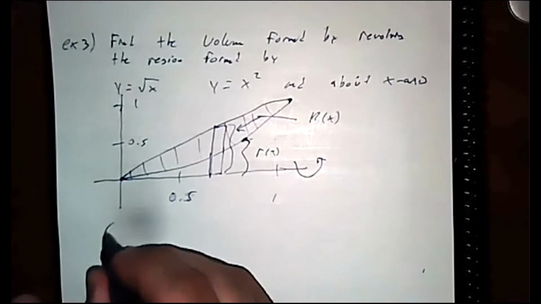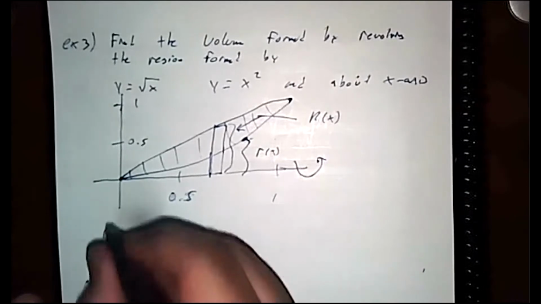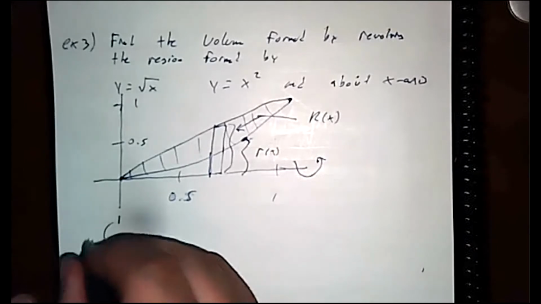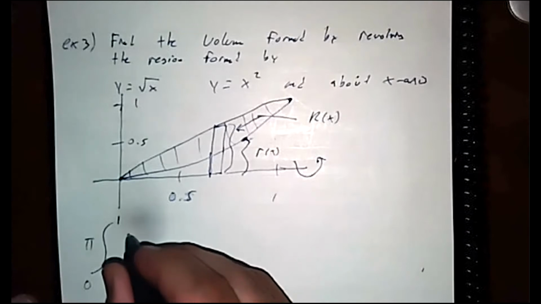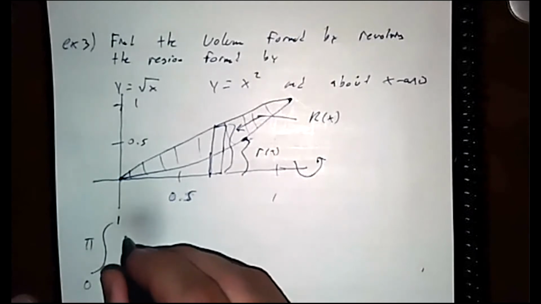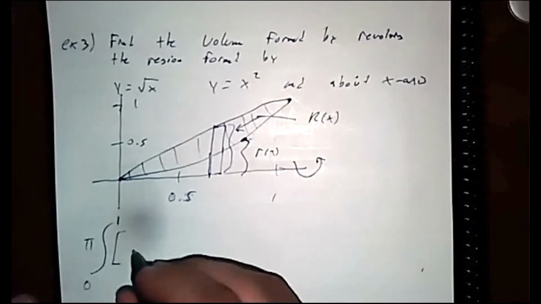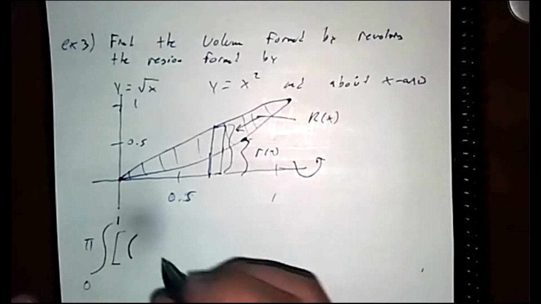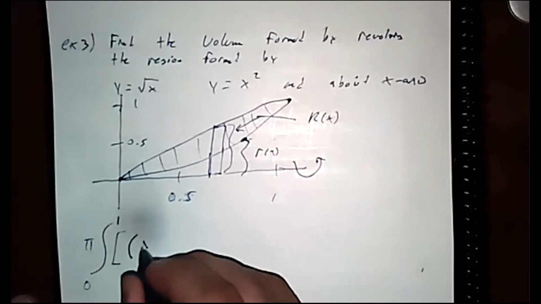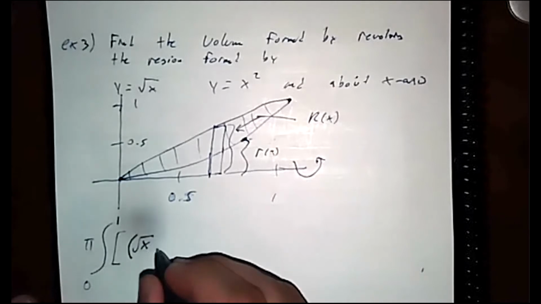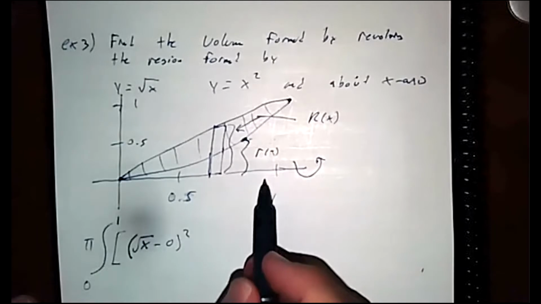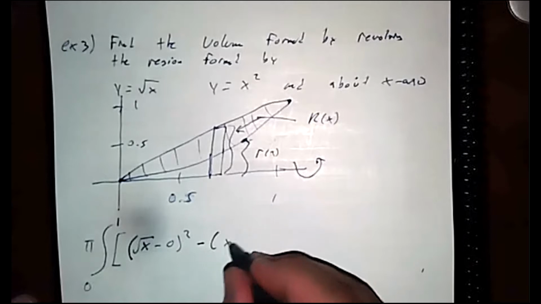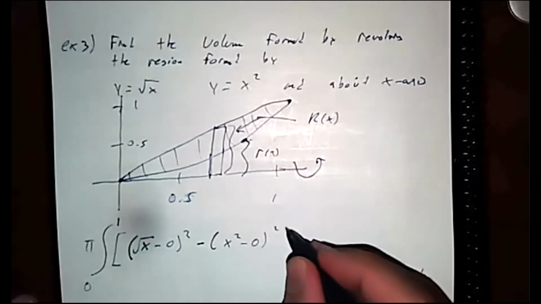So the integral will still be from 0 to 1, since we have already gave you the intersections here. So you're going to have pi, part of the formula, the outer radius of big R will be the top function, square root x minus 0, all the way down to the axis of rotation, minus the one that's causing the hole, which is x squared minus 0 squared.